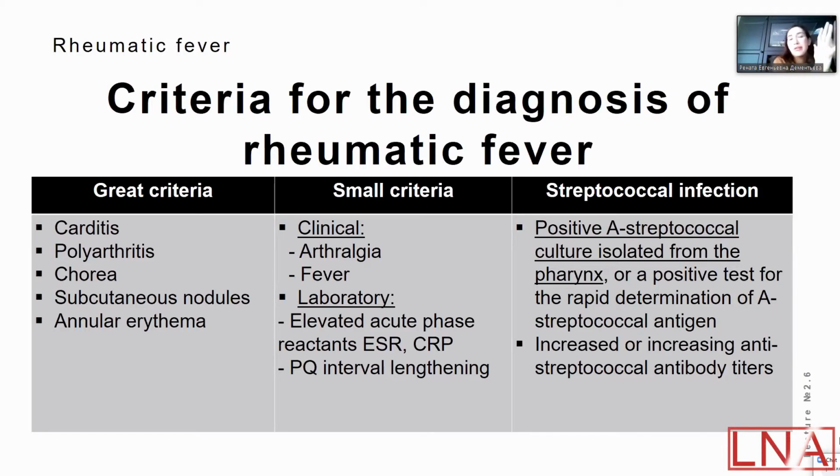So we need all the major criteria, minor criteria, and confirmation of streptococcal infection. Positive streptococcal culture isolated from the pharynx or tonsils, or a positive test for rapid determination of streptococcal antigen, and increasing anti-streptococcal antibody titers will confirm infection, and that this clinical picture is associated with beta hemolytic group A streptococcus.